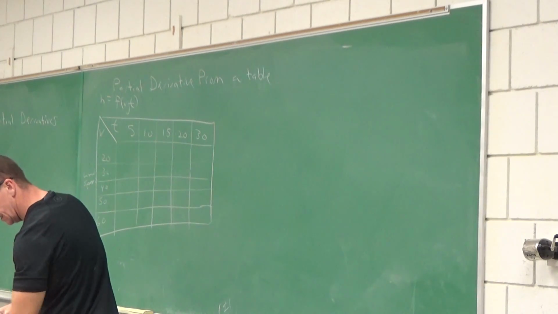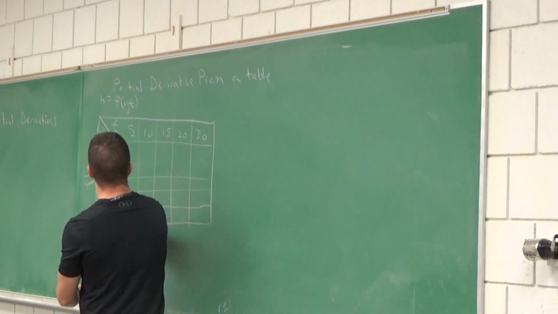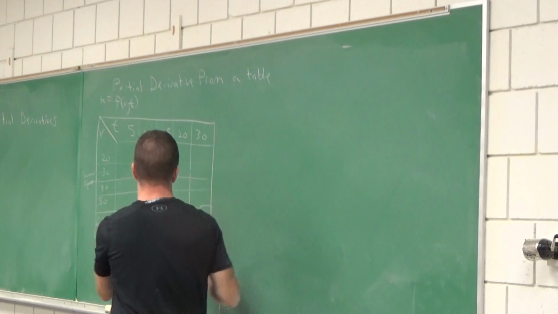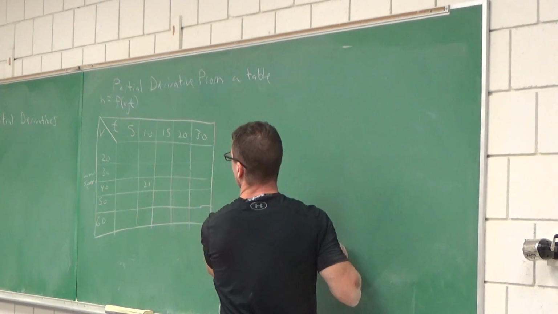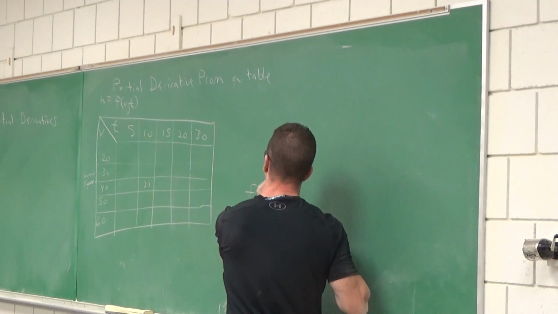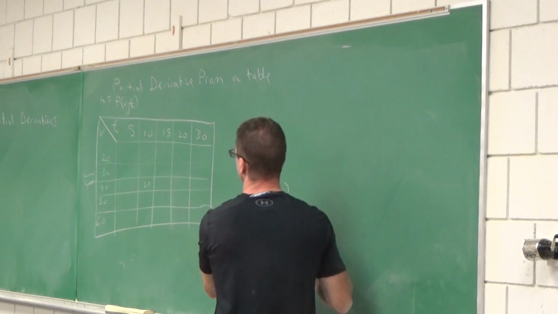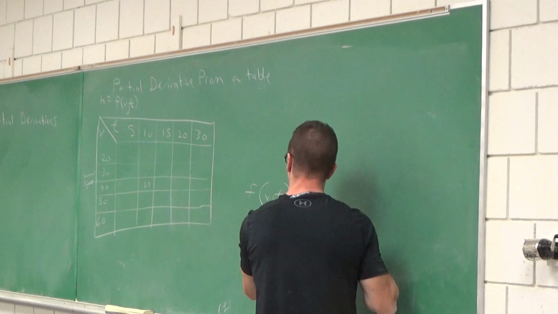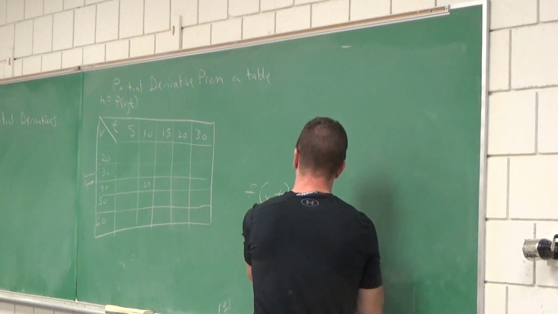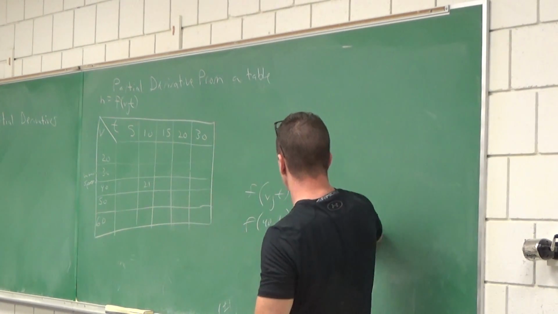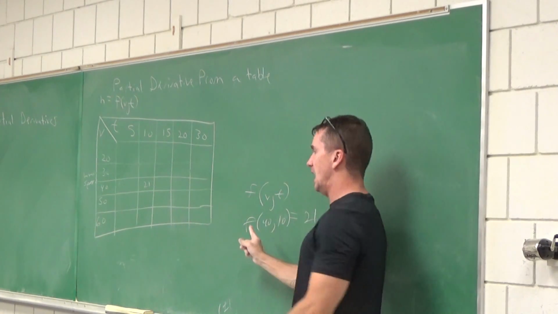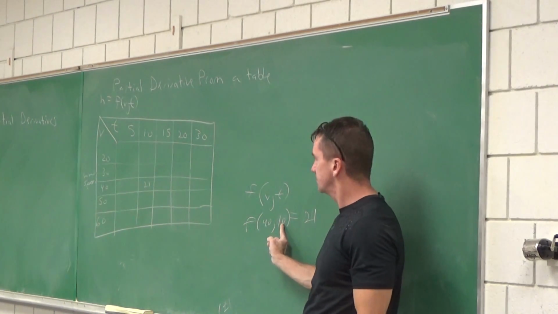Let's see. F of 40, 10 is 21. Do you agree this is true? F of V comma T. F of 40 comma 10 is the number 21. Do you all agree? F of 40 comma 10 is 21? Mm-hmm. We can see it.